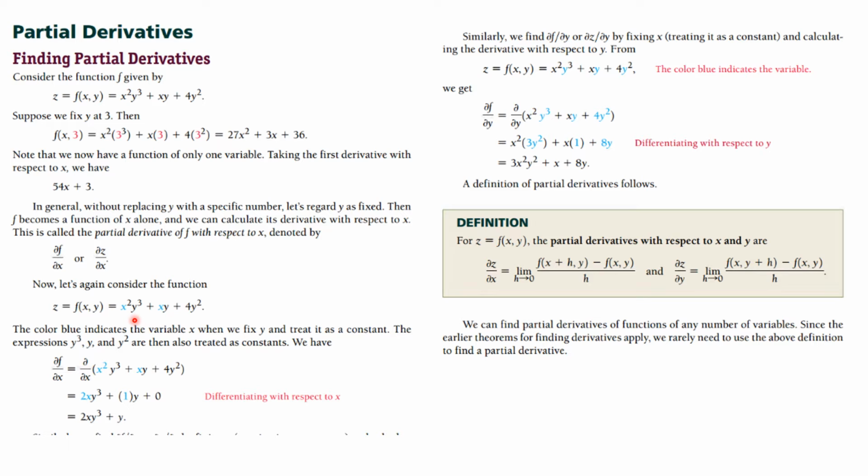So everywhere there's a y, we treat it as a constant. So again, we're going to take the derivative of this with respect to x. And so when we do that, we're treating these as constants. So the y cubed just sits there, the y just sits there, and the y squared is just a constant. So 4y squared is also a constant. So when I take the derivative here, I get 2x y cubed plus y.